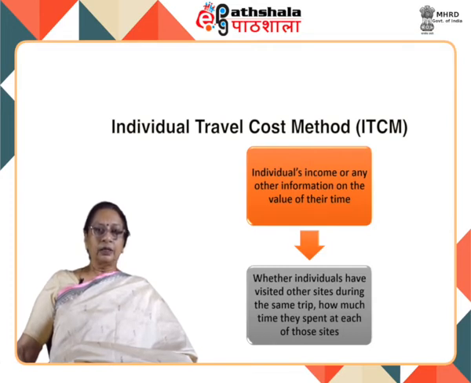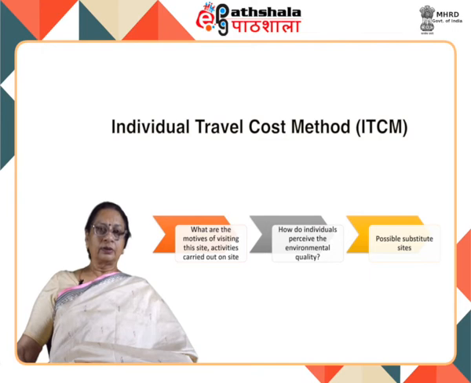Sixth, whether individuals have visited other sites during the same trip, how much time they spent at each of those sites. Seventh, what are the motives of visiting this site? Activities carried out on the site like games, walk, cycling, etc. Eighth, how do individuals perceive the environmental quality of the recreational site? Ninth, possible substitute sites instead of this site.